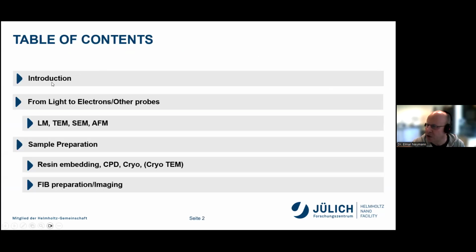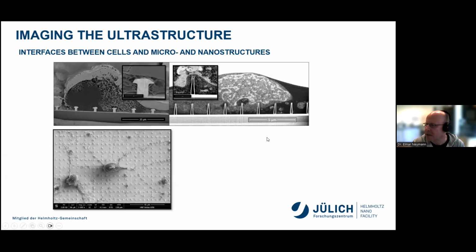So this is a rough overview of what I'm planning to say. After a short introduction, I would like to point out why we should go from light to electrons or other probes in order to image surfaces and structures: light microscopy in comparison to TEM, SEM, and, for example, AFM. Then I will spend most of the time talking about the different types of sample preparation possible or necessary for these purposes, going from resin embedding, CPD, cryo TEM, and something like this, and then to the imaging.